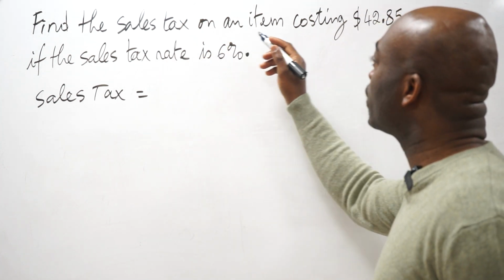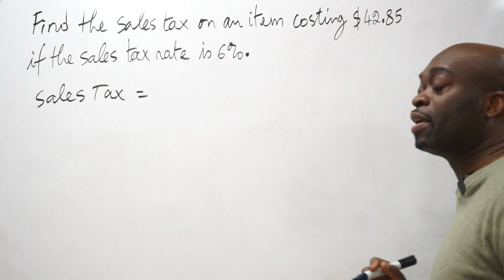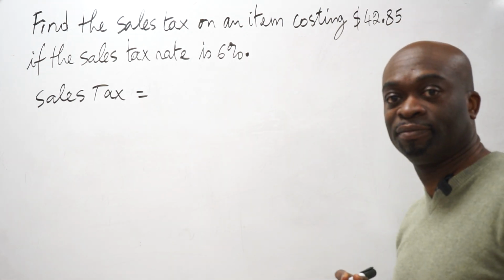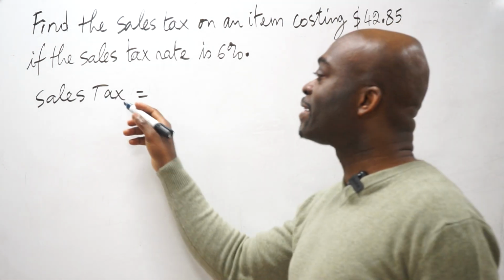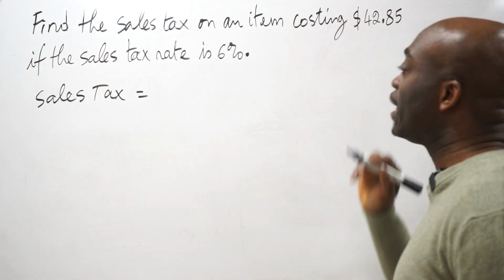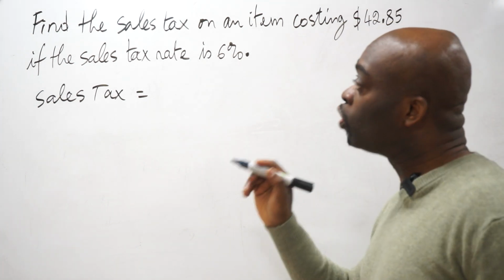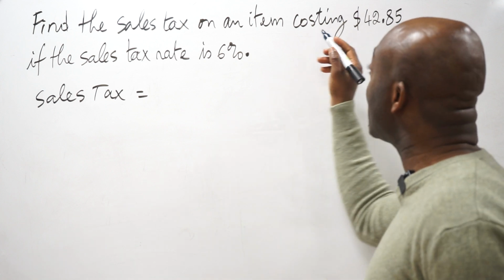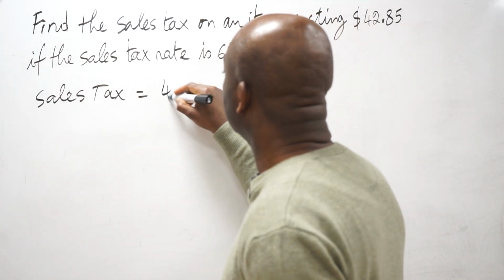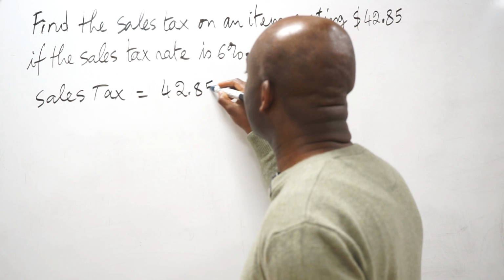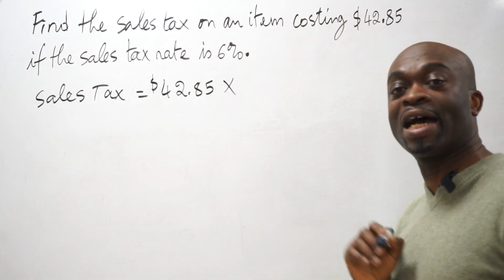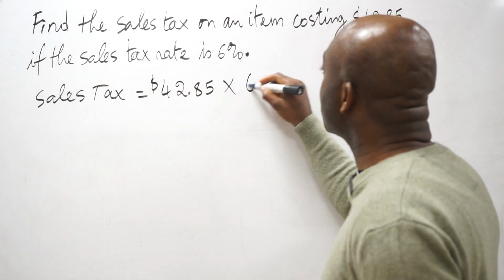Find the sales tax on an item costing $42.85 if the sales tax rate is 6%, all right? So we're trying to find the sales tax in this case. So what's the cost that we have here? $42.85, all right? So all the time when you're looking for the sales tax, you would take the base amount, which is $42.85 in this case, then you multiply that by the sales tax rate, okay? So which is 6%.